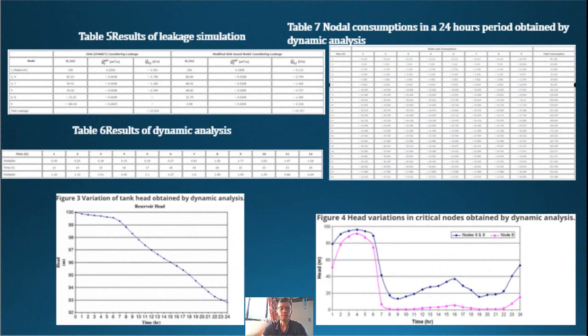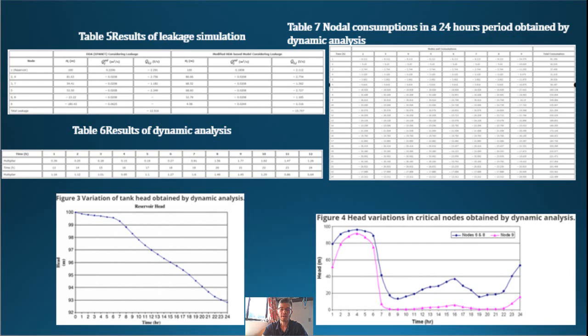Results of leakage simulation. This network is analyzed considering leakage in DDA and HDA methods, and the results are presented in Table 5. The DDA method shows no variation in nodal discharge, but the nodal heads are less than the case without leakage. Since the calculated negative heads are wrong, the leakage values obtained from the head-leakage relationship in these nodes are meaningless.